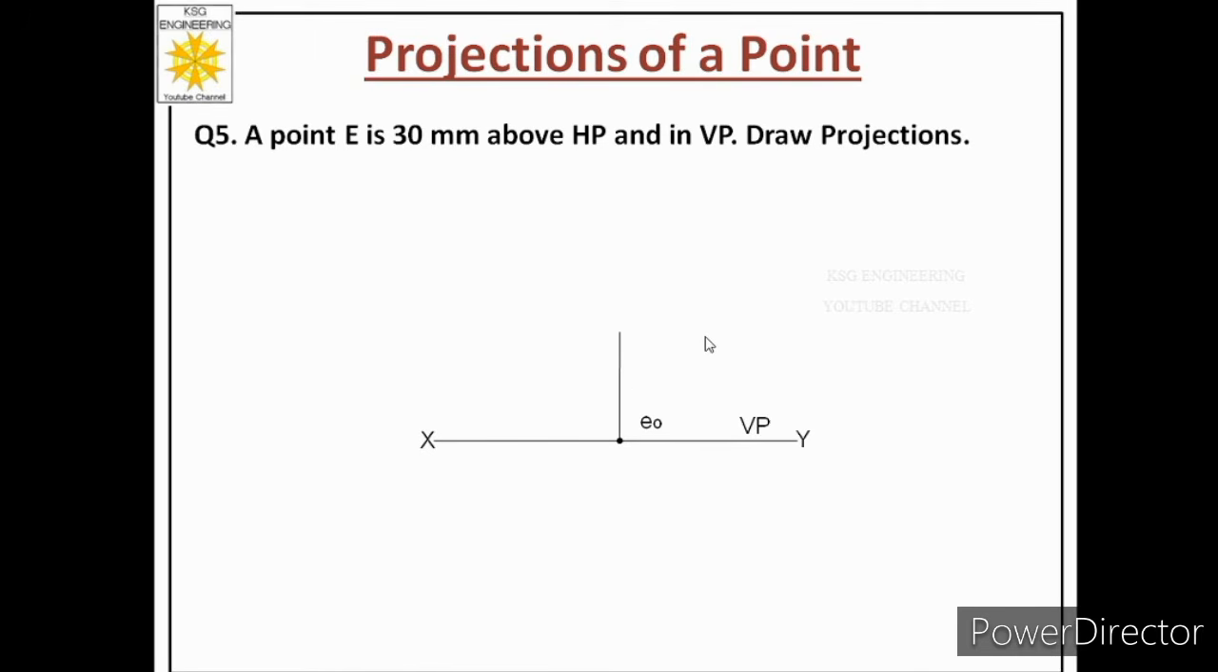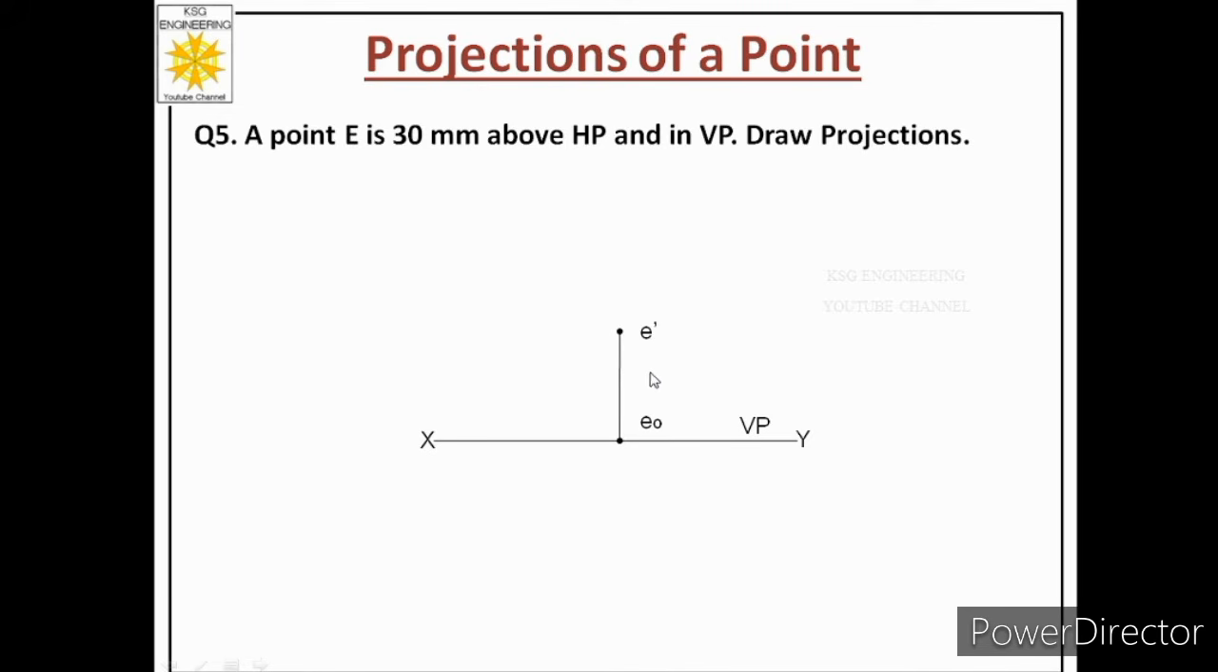And at the end of this line we will mark a point, meaning we will make the end of this line bold and we will label this point as small letter e dash because it is drawn on the vertical plane, so it is the front view of the point.